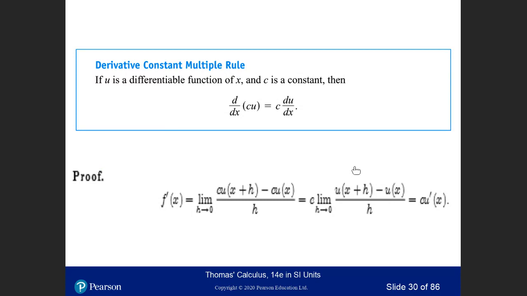Derivative constant multiple rule. Now, if you multiply a function with a constant, how do you take the derivative? It says here you can take the constant out. Let's prove it. F prime of x, that's the derivative: c times u of x plus h, minus c times u of x. Now, since you are taking the limit and c is constant and common, you can just take it out. You look at this one, which is the derivative of u of x, so u prime of x times c, since the limit law says that you can take the constant out and take the limit of the remaining.